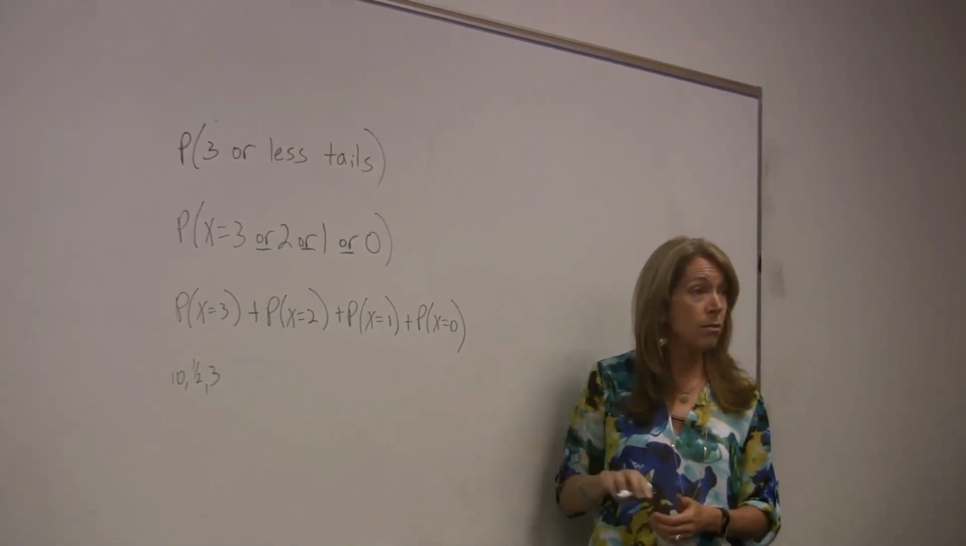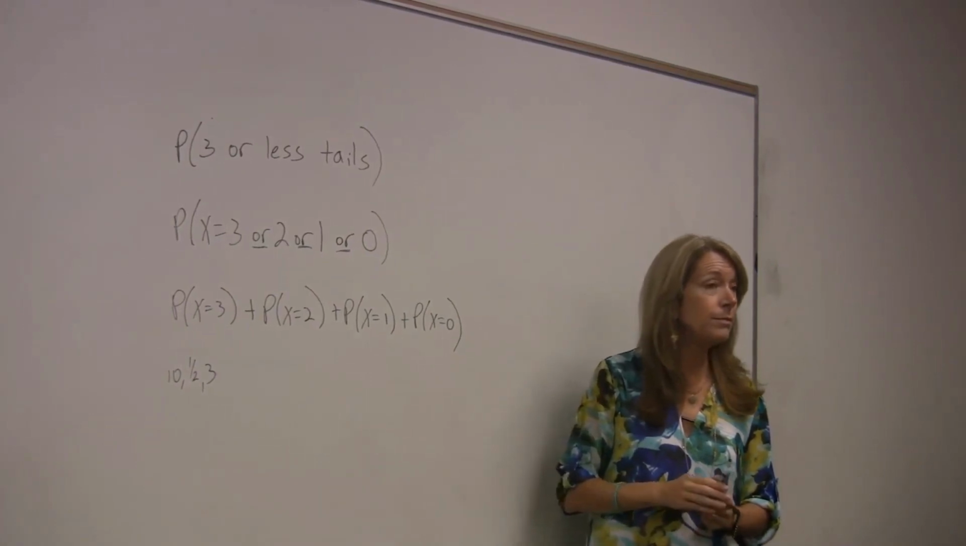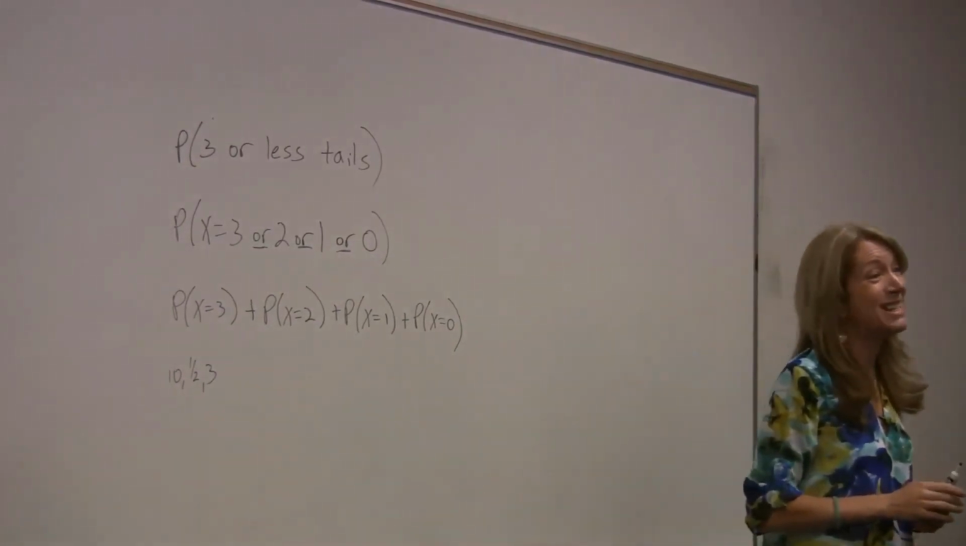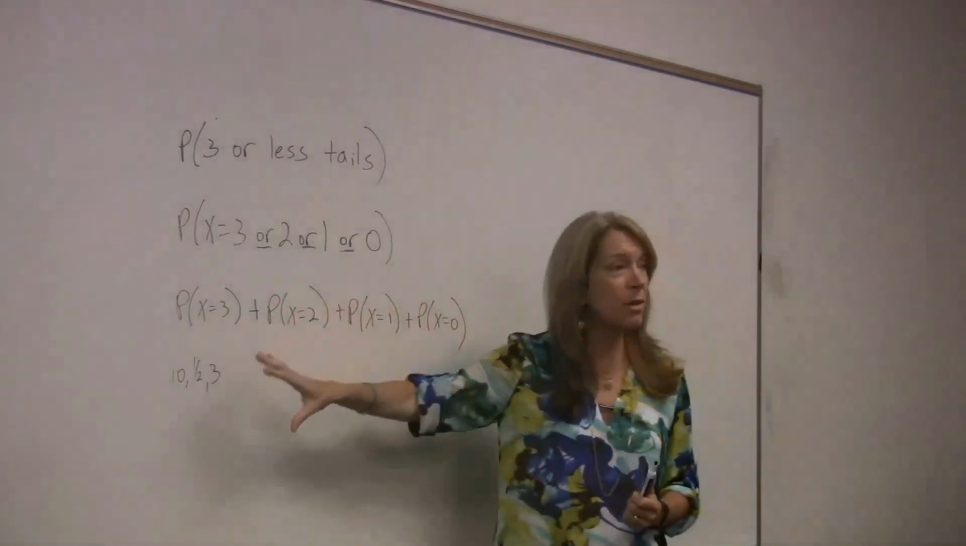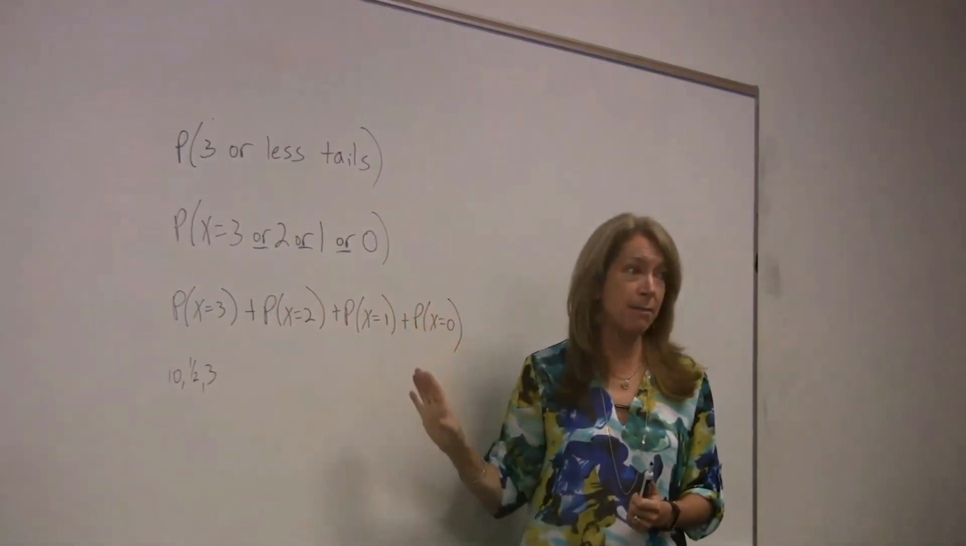So for the X value, can you just do like 3, comma 2, comma 1? No, you have to do it one at a time. But there is a shortcut which I'm about to get to. But we would have to do binomial PDF 4 different times.